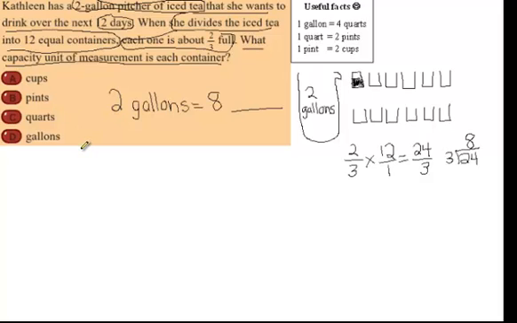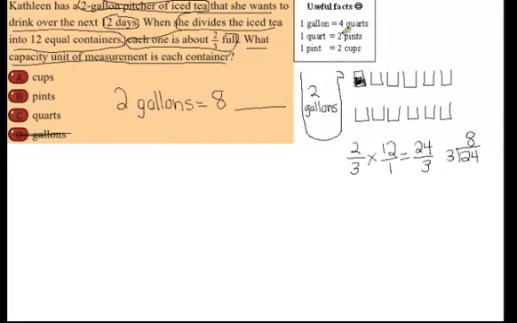Now, I can already see that one of them is absolutely crazy. 2 gallons equals 8 gallons? No way. So the question is, is 2 gallons 8 cups, 8 pints, or 8 quarts? Let's go to our useful facts. 1 gallon is 4 quarts, 1 quart is 2 pints, 1 pint is 2 cups. All right, let's work this out up here.